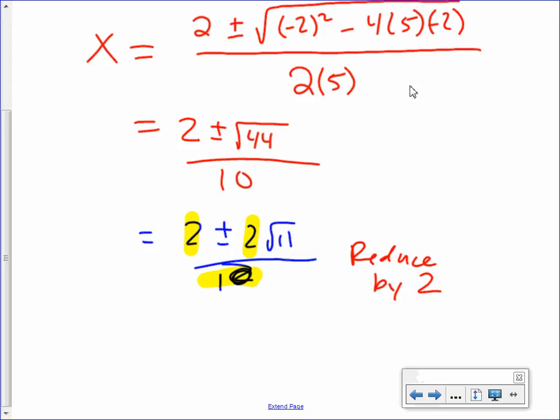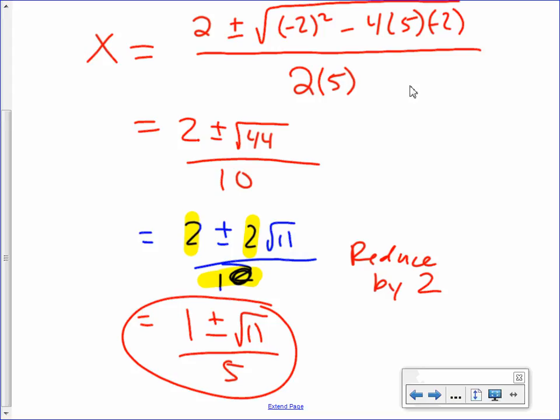In other words, divide by 2. 2 divided by 2 is 1 plus or minus. You could put 1 root 11 or just root 11 all over 5. Ta-da. So it would be plus or minus root 11 over 5. And that's it.